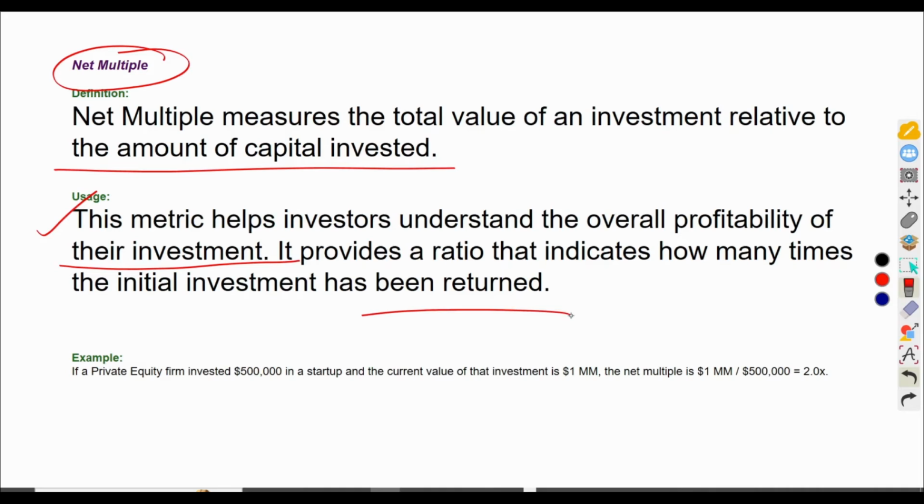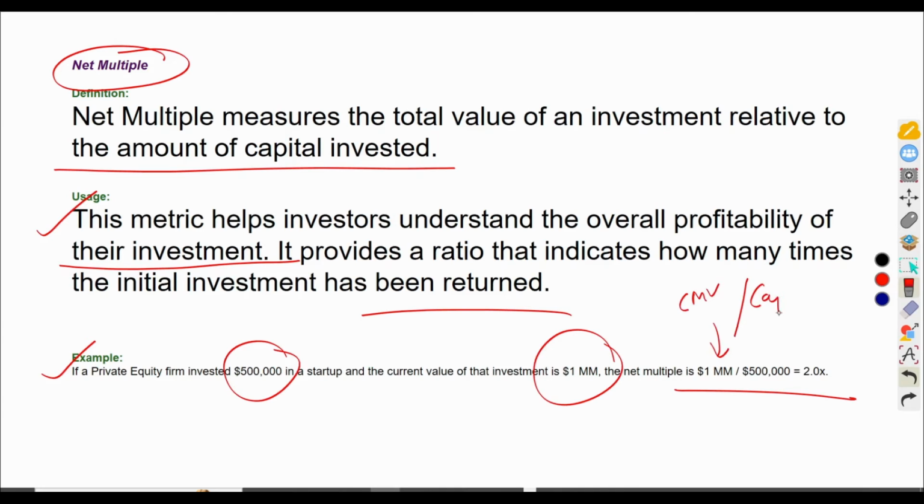For example, if I put it into an example, then you can relate. If a private equity firm invested 0.5 million in a startup and the current value of that investment is 1 million, the net multiple is very simple: current market value of the investment divided by capital invested. If you divide 1 million by 0.5 million, it is equal to 2x. So it means your investment has a 100% return. Simple. So in short, it shows how many times your investment has been multiplied with the same invested capital.